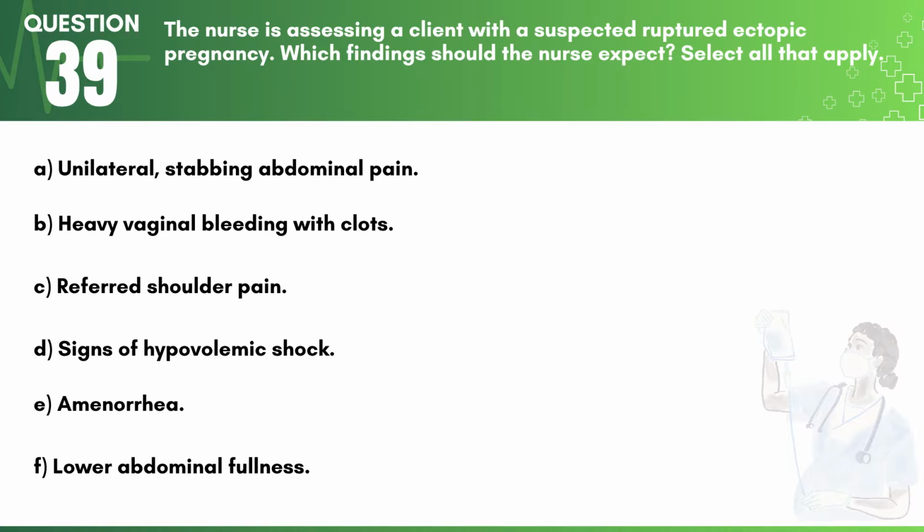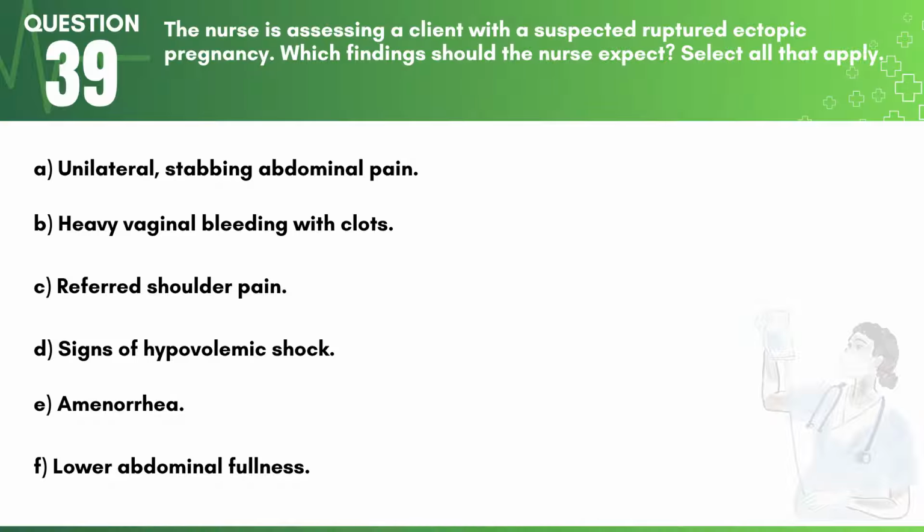Question 39. The nurse is assessing a client with a suspected ruptured ectopic pregnancy. Which findings should the nurse expect? Select all that apply. A. Unilateral, stabbing abdominal pain. B. Heavy vaginal bleeding with clots.